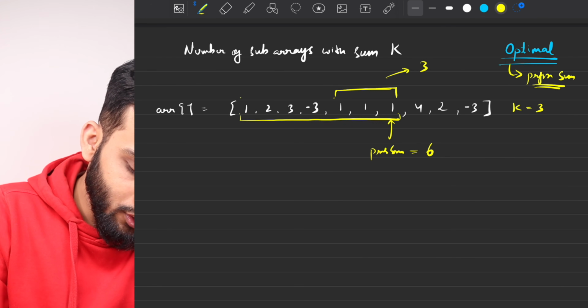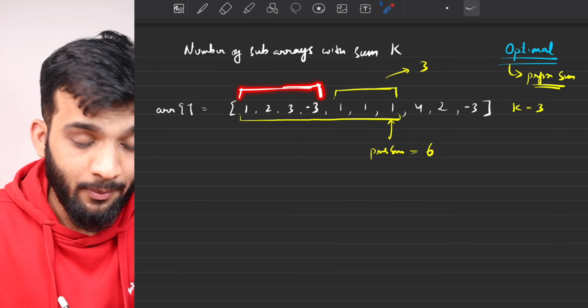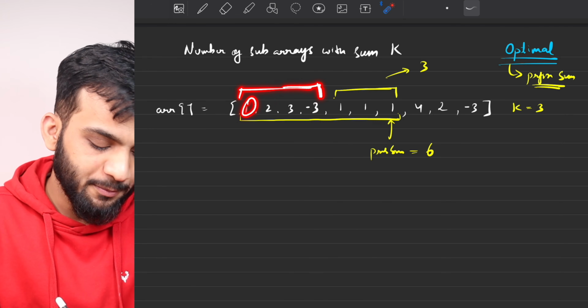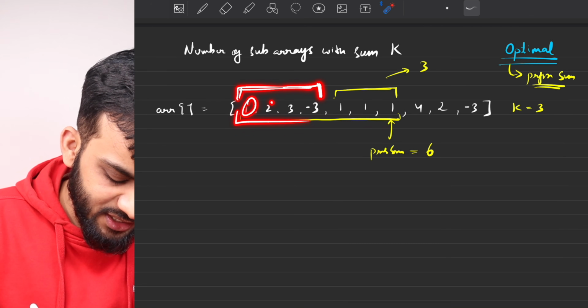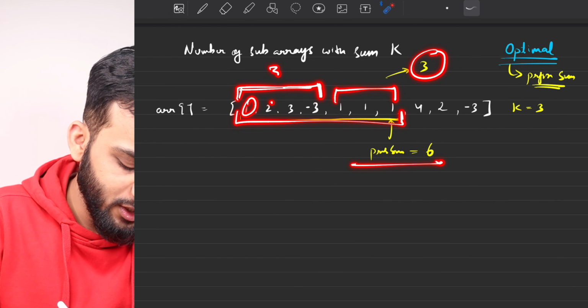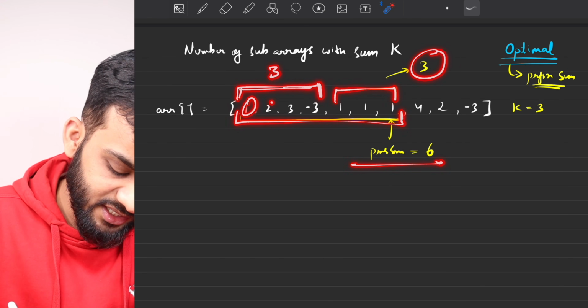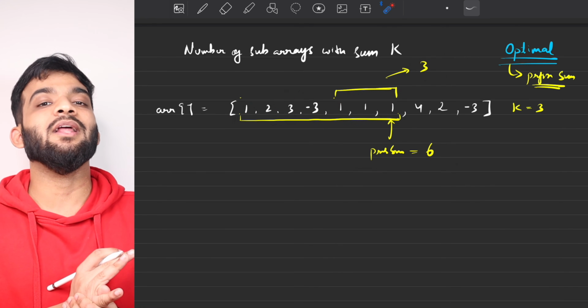And if I ask you, what is the sum of the remaining elements? Please do not add up single elements. I'm just asking you as normal maths. If the total summation is 6 and this one's sum is 3, how much will this be? 3, because this minus this will give you 3. And this is the concept that I'll be using.